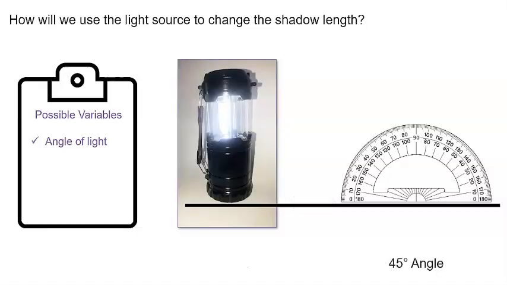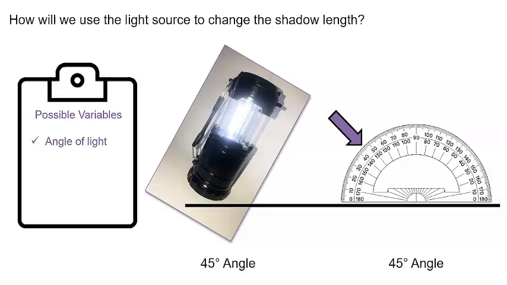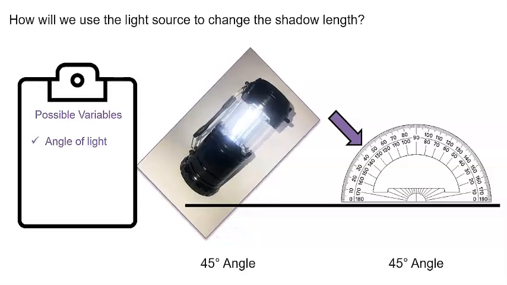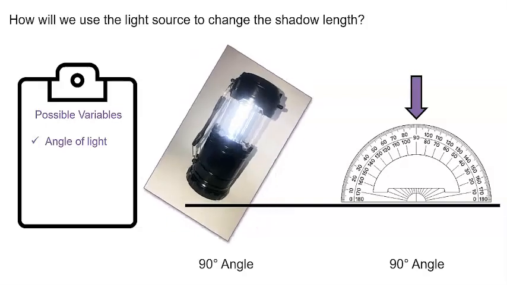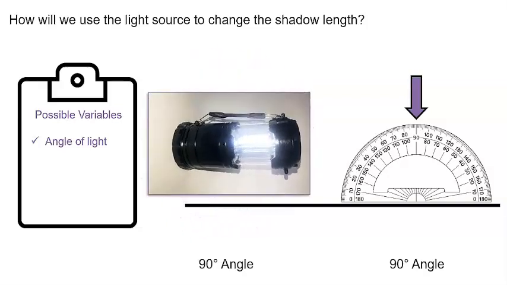Do you see 45 degrees on the protractor? 45 degrees is here. How should we hold the lantern to get an angle of 45 degrees? Yes, like this. The light source is at 45 degrees. Finally, look for 90 degrees on the protractor. Now I see 90 degrees. Let's hold the lantern like this so our light source is at 90 degrees.